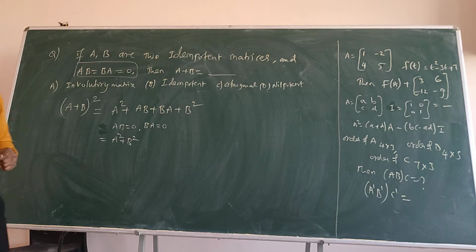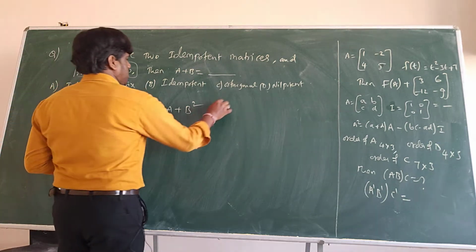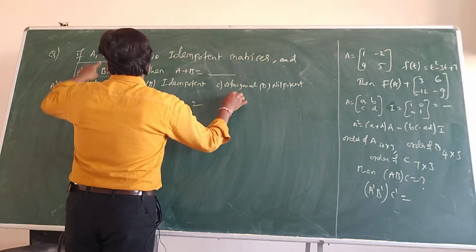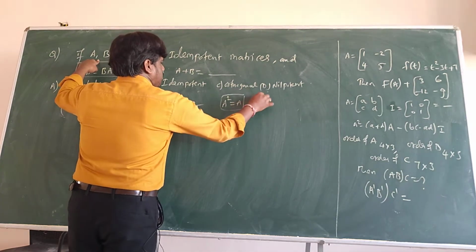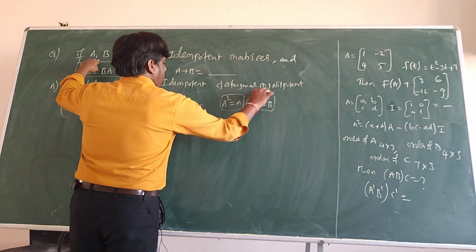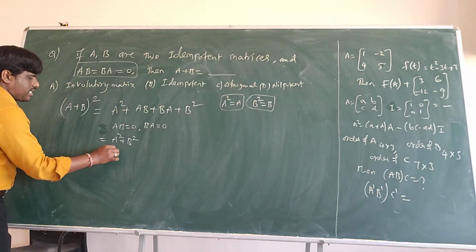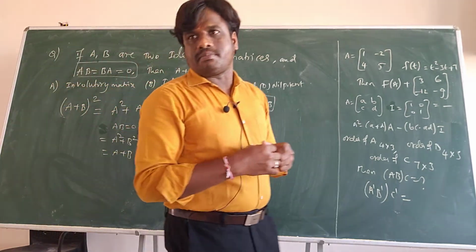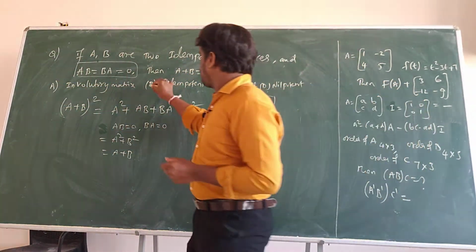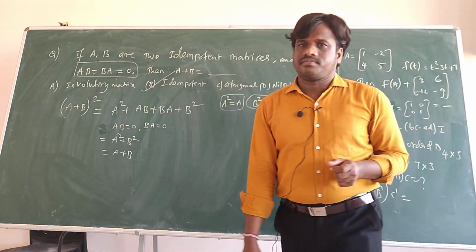Since A and B are idempotent matrices, A square equals A and B square is equal to B. So I can replace here: A plus B whole square equals A plus B. So the matrix A plus B is an idempotent matrix.